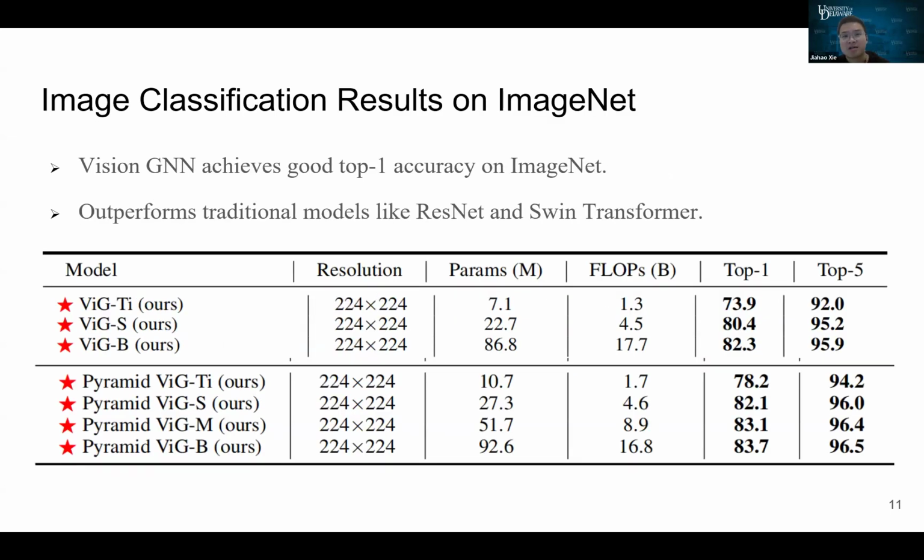Vision GNN was evaluated on several standard benchmarks on the ImageNet classification task. Both isotropic and pyramid Vision GNN achieved good performance on top 1 accuracy, which is highly competitive with state-of-the-art models. This performance outperforms that of traditional models like ResNet and Swin Transformer, which are well established in the field of image classification. What's particularly impressive is that Vision GNN achieves this performance while maintaining a similar computational cost, making it both accurate and efficient. This makes Vision GNN an attractive option for large-scale image classification tasks, where accuracy and efficiency are equally important.